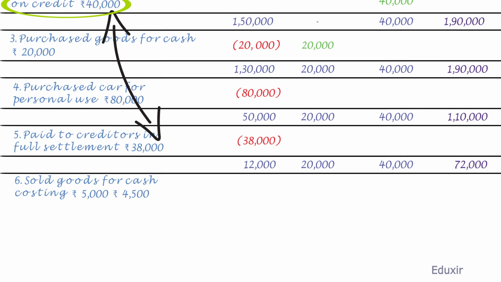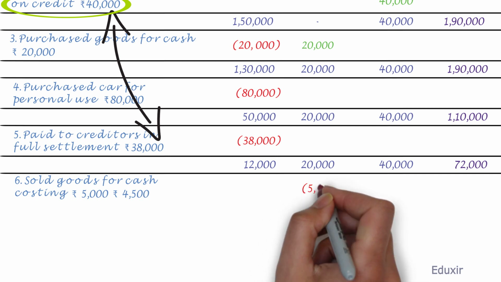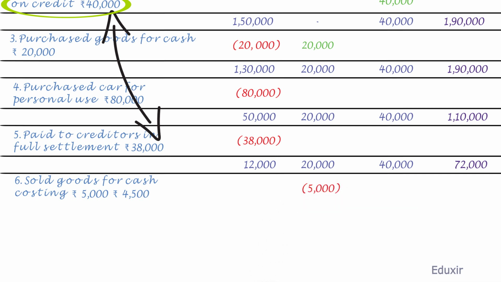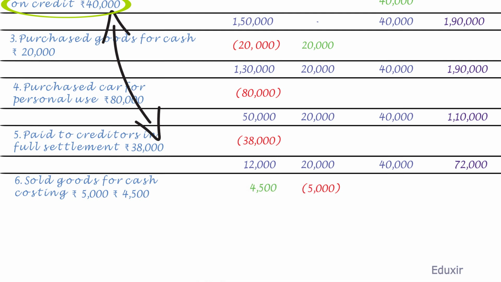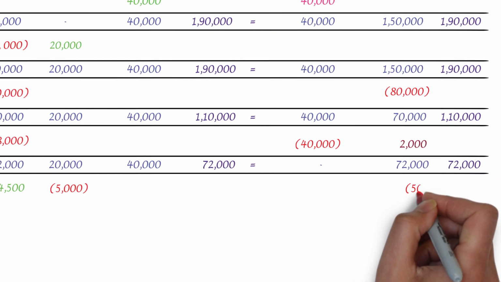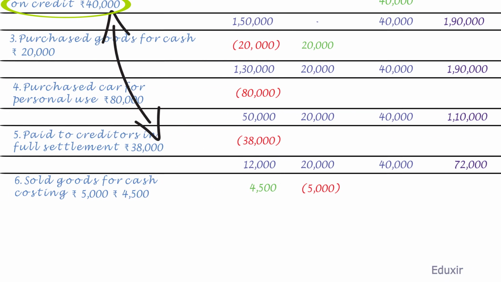This transaction reduces the stock of goods by 5,000 rupees. As the goods are sold for cash, there is an inflow of 4,500 rupees worth of cash and it adds up to the cash asset. Also, as specified earlier, goods worth 5,000 rupees are sold for 4,500 rupees. So there is a loss of 500 rupees. This should be reduced from the capital.